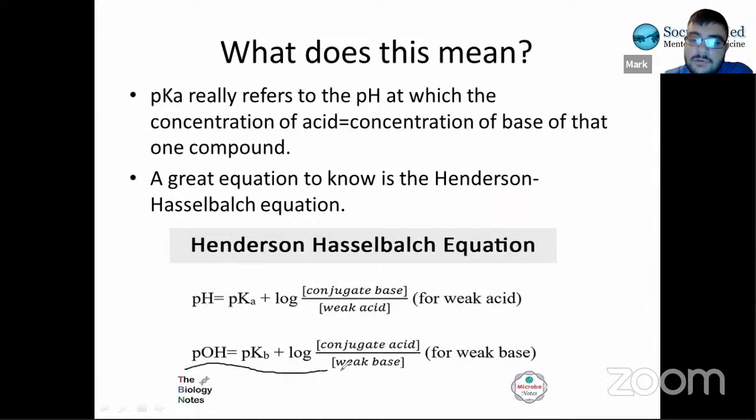The same thing can apply for these, but like I mentioned, you don't really see this. It just uses pKb, pOH, and the acid and base are flipped. Notice that, keep track of that. Any questions about this so far before we move on?